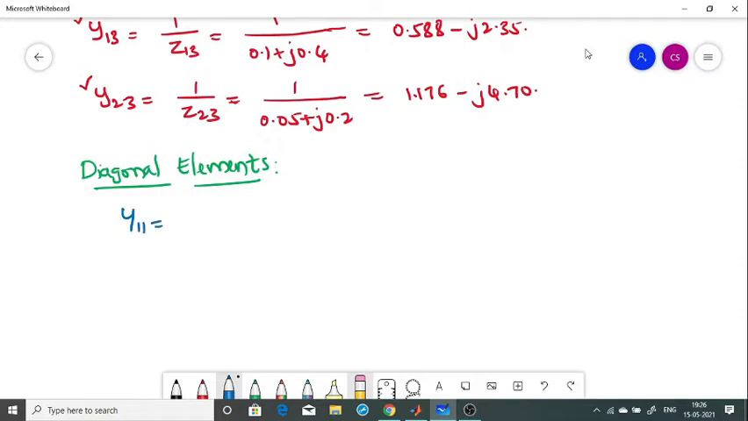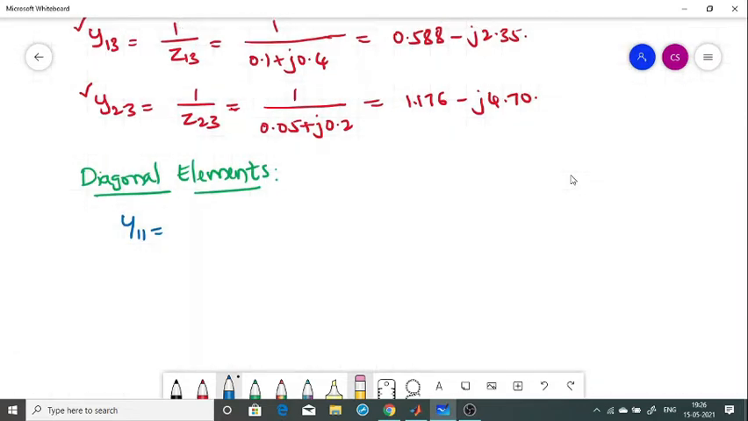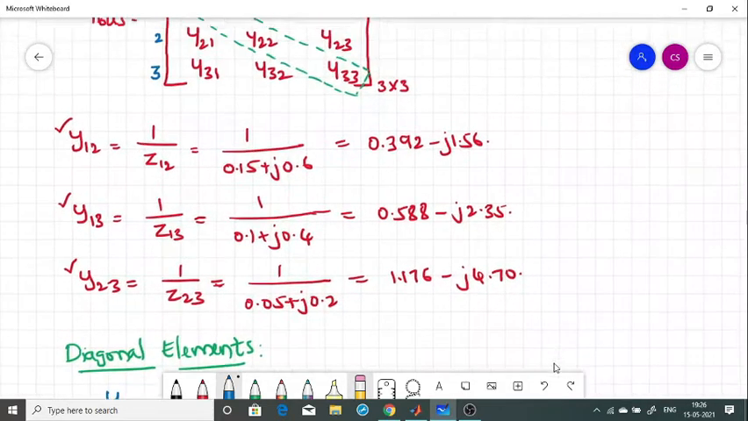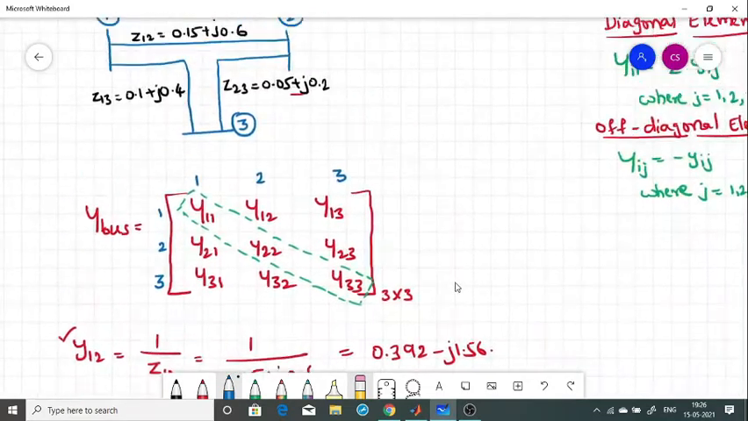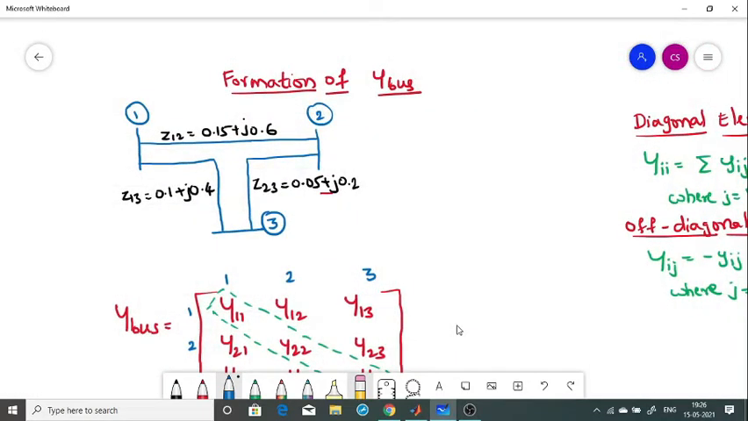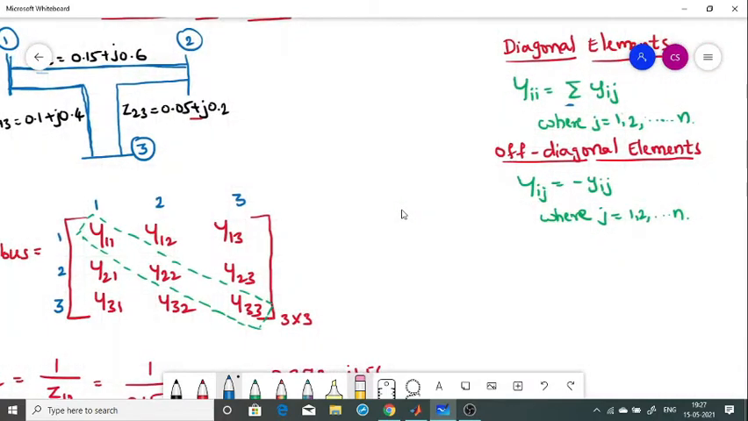What is capital Y11 from the formula we have seen for the diagonal elements? It is nothing but the elements which are connected to the respective bus. We are calculating at bus number 1, so what are the elements connected to bus number 1 from the power system network? We have two elements connected at bus number 1. One is this transmission line, and another one is this transmission line. The summation indicates an addition, so the addition of these transmission line admittances will give you capital Y11.